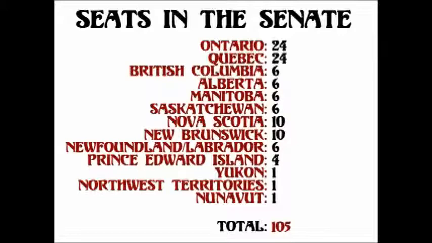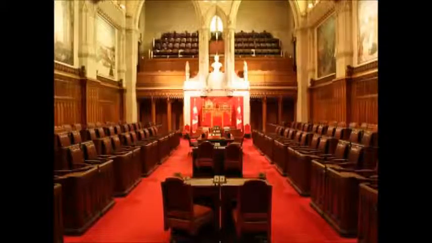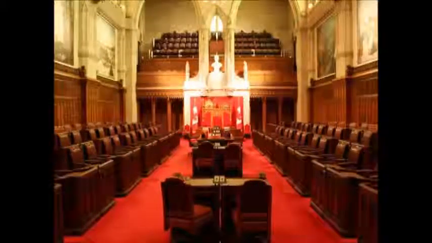The current Senate is comprised of 105 seats. They're not proportional to the population like the House is. Ontario and Quebec each have 24. BC, Alberta, Manitoba, Saskatchewan, and Newfoundland and Labrador each have 6. Nova Scotia and New Brunswick each have 10. PEI has 4, and the territories again each have 1. So that's the Senate. Finally, there's the Queen, Her Majesty the Queen of England.